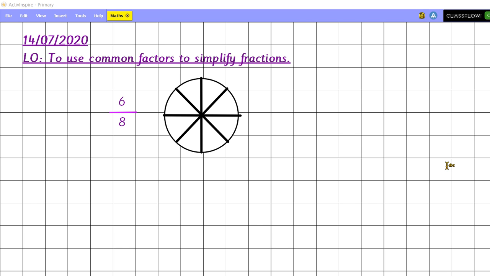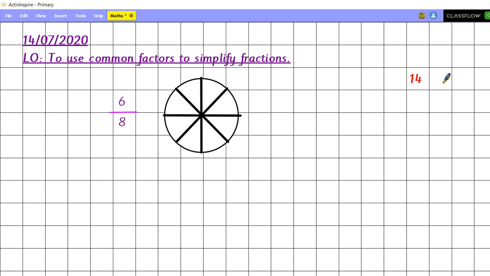Today we are going to be looking at simplifying fractions, and in order to do this, it's really helpful that we know factors of a number. So when we look at factors of a number, let me just give you an example. So for example, 14, just as a little refresher, we look at our factor pairs.